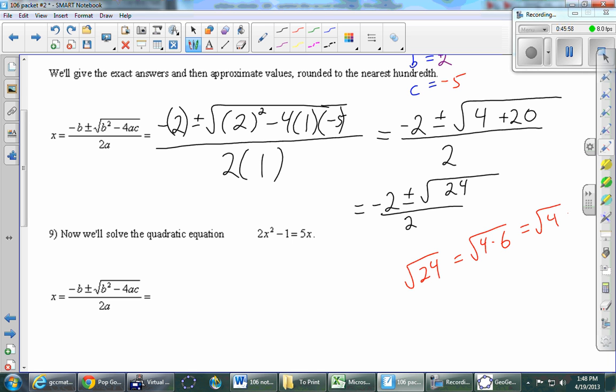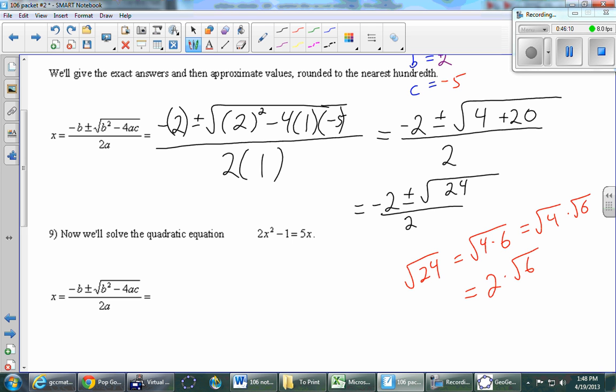And then we had that wonderful property that said that it's equal to the product of the two radicals. And what is the square root of 4? 2, and then times the square root of 6, which we can't go any further with.